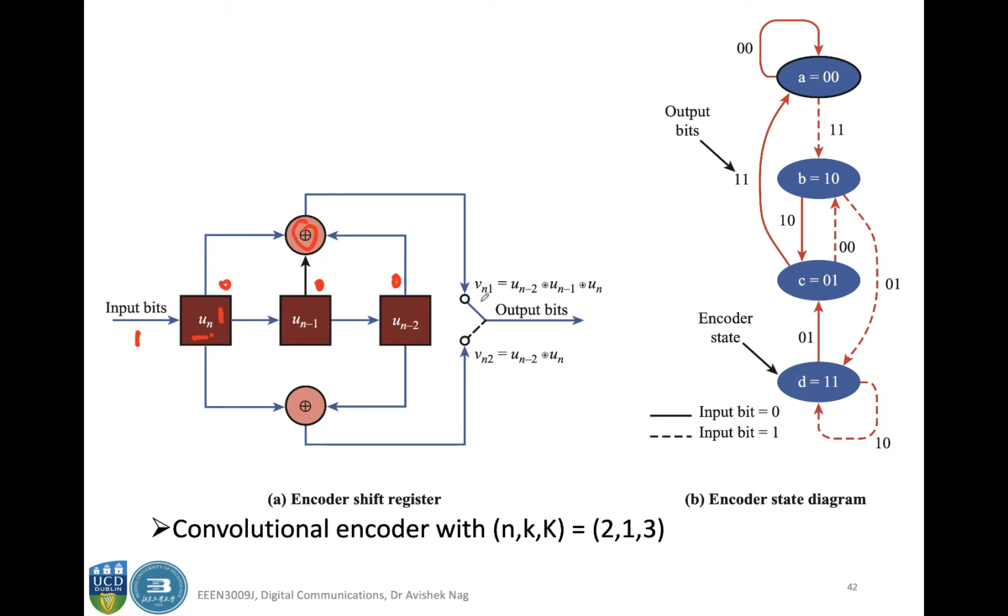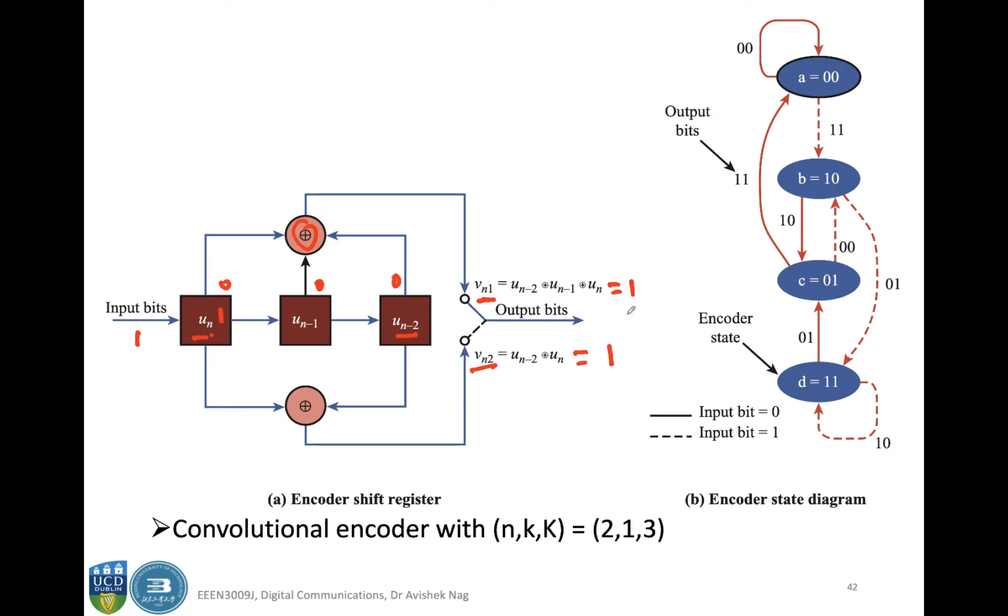Based on 1 0 0, whatever is the output of this modulo 2 addition will be the vn1 here. That will be the first bit of the two output bits. In this case, this vn1 will be the modulo 2 addition of 1 plus 0 plus 0, which will actually be 1. And then this vn2 is the modulo 2 addition of un and un minus 2. So this will give you 1 plus 0, which is also 1.